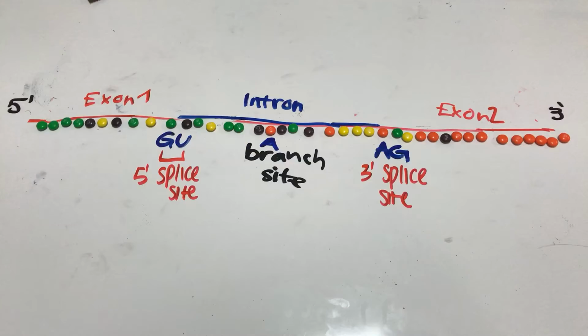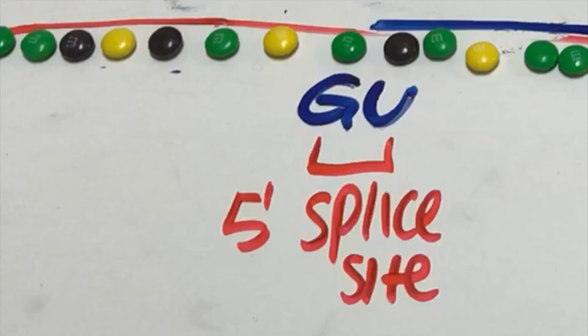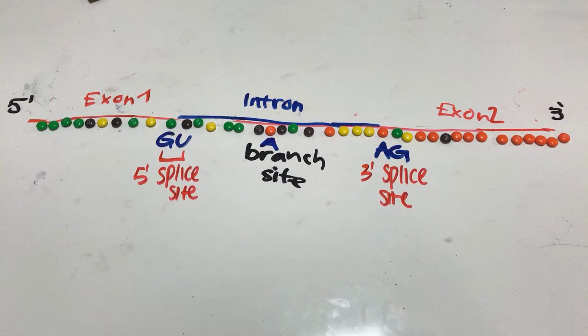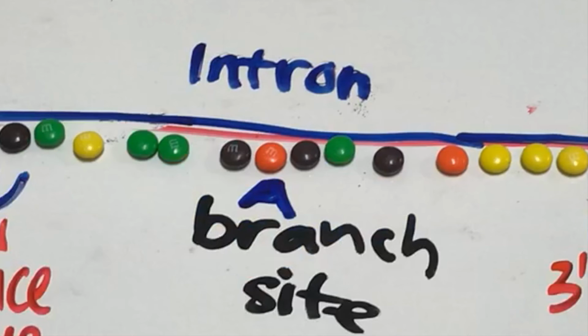At the 5' end of the intron, there is a GU, guanine uracil segment, at the 5' splicing site, while at the 3' end of the intron, there is an AG, adenine guanine segment at the 3' splicing site. There is also an adenine in the center of the branch site, or the middle of the intron.